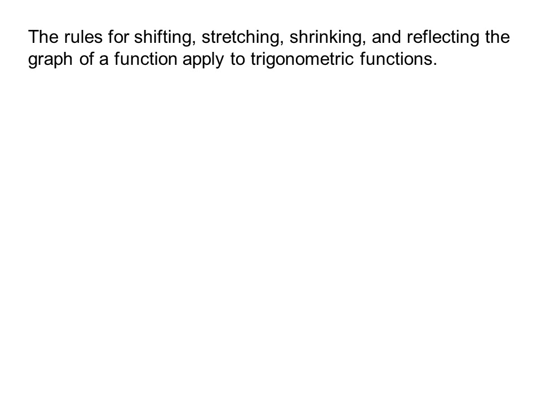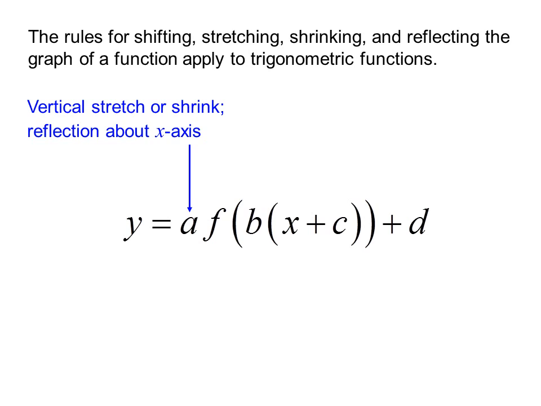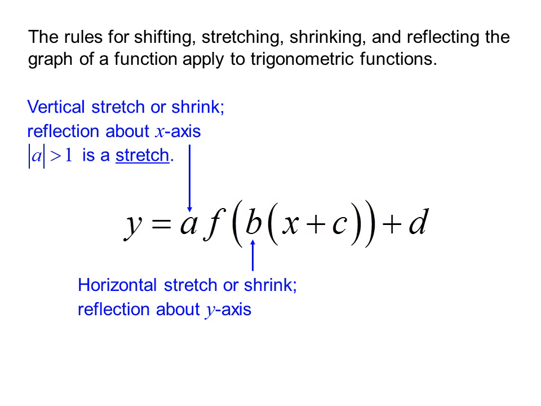The rules for shifting, stretching, shrinking, and reflecting the graph of a function apply to trigonometric functions. We looked at this standard form earlier. Remember, the a in the front causes a vertical stretch or shrink, or reflection about the x-axis if a is negative. The absolute value of a greater than 1 makes a stretch. The coefficient inside the parentheses causes a horizontal stretch or shrink, or reflection about the y-axis, and if the absolute value of b is greater than 1, it's a shrink.